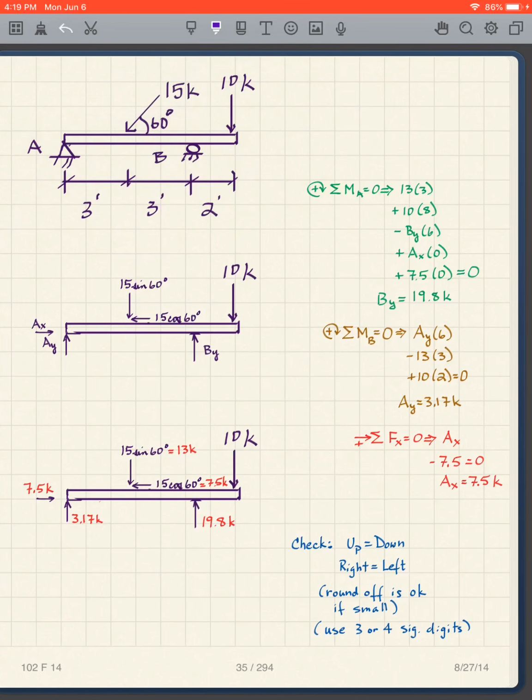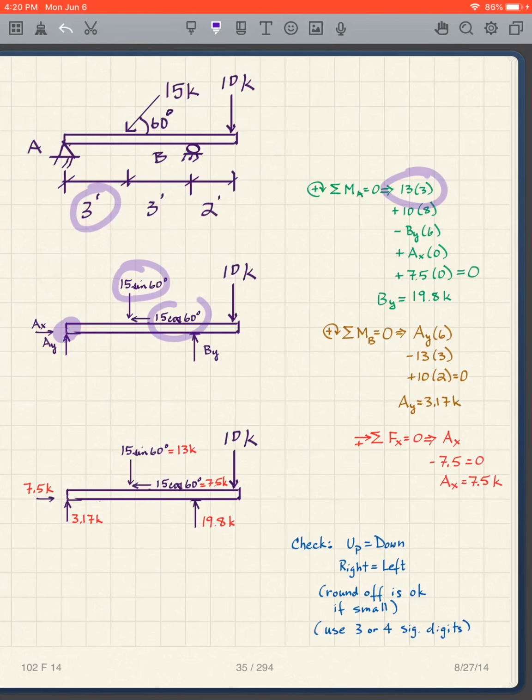So once I have this, then what? Now I just do the sum of the moments about A. I did the numbers here. 15 sine 60 is 13 kips. 15 cosine 60 is 7.5 kips. So we're going to have the sum of the moments about A. What do I have? I'm going to have 15 sine 60 times 3. So that's 13 times 3.